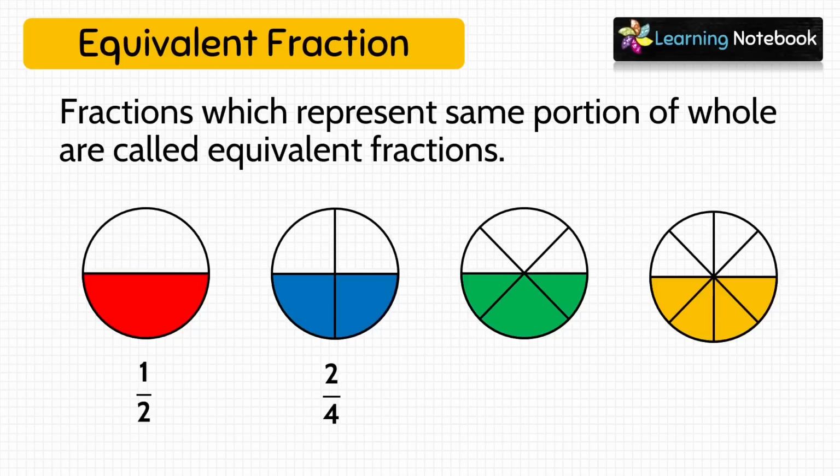Can you tell me the fraction for the shaded portion in the third circle? Yes, it is 3 by 6. And for the fourth circle, the fraction is 4 by 8. So students, did you notice that the colored portion of all the 4 circles represents the same portion of the whole? Such fractions are called equivalent fractions.